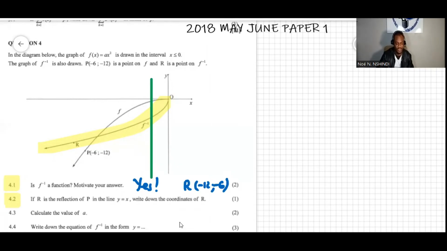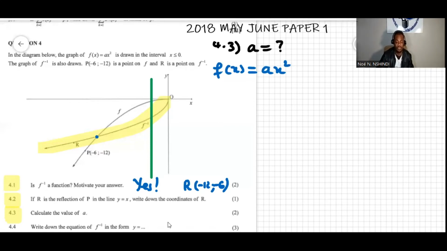Okay. Next question, 4.3, is calculate the value of a. Now, how can we do that? We have f(x), which is given by ax^2, and also we have one point here, the point P, which is (-6, -12). So we can substitute the values.